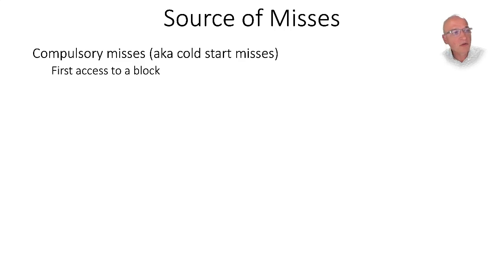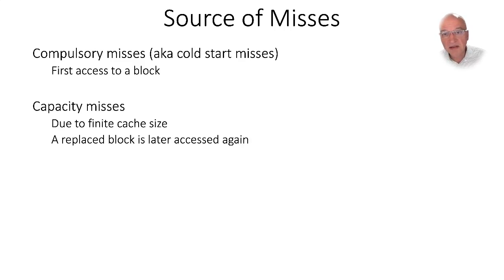What are the sources of misses in my cache? I have compulsory misses, that is cold start misses. This is the first access to a block. A block has never been accessed, so it cannot be in the cache. I have capacity misses, that is because the cache size is finite. Capacity misses occur when I replace a block because I don't have more space in the cache, and later I access that block again and I get a miss.